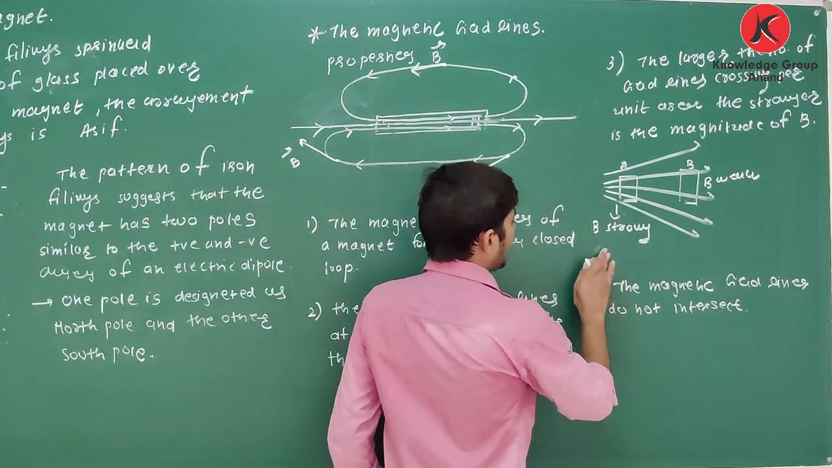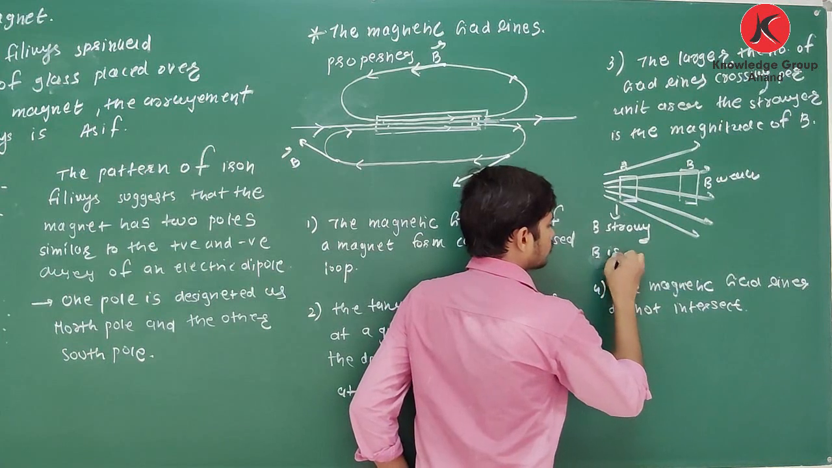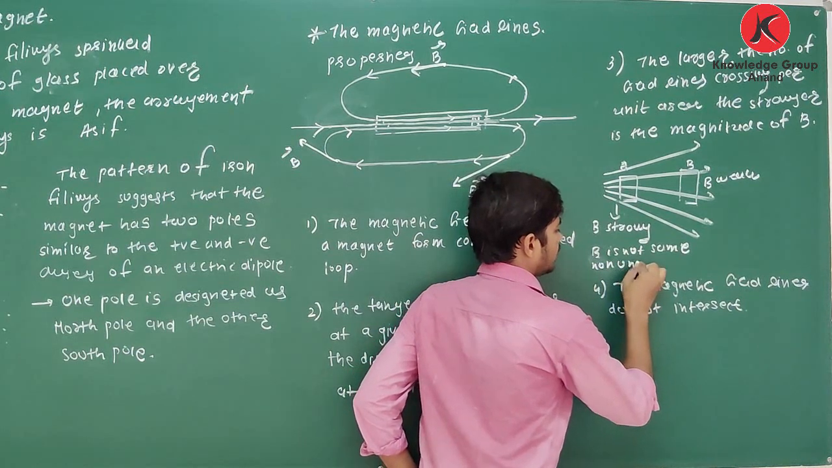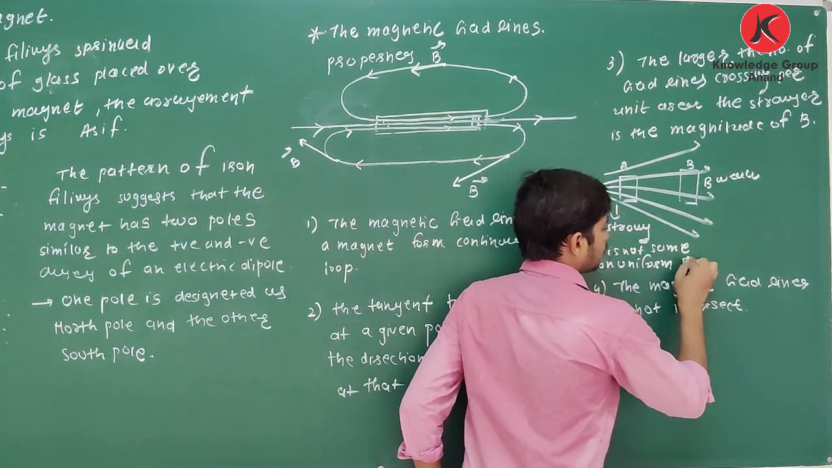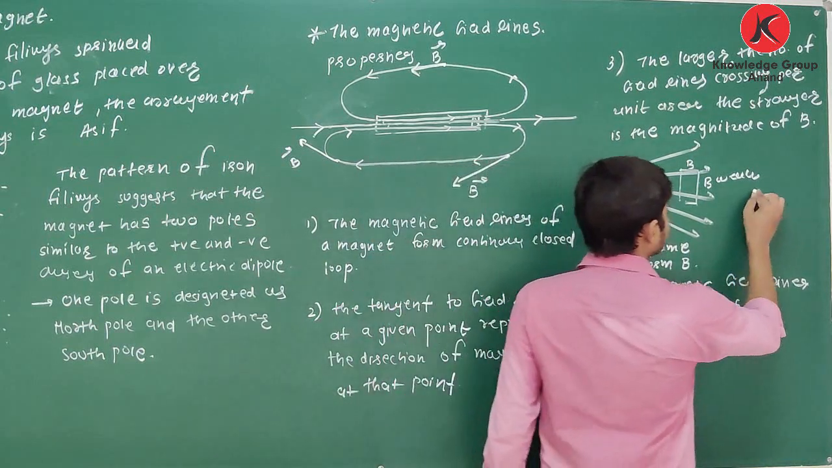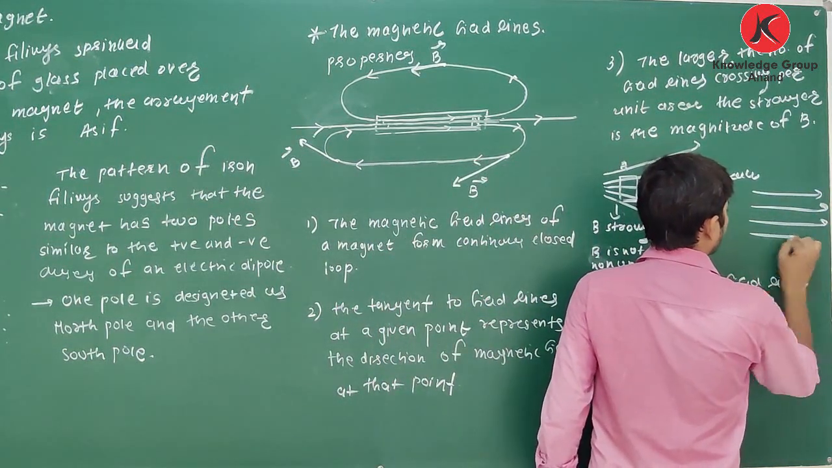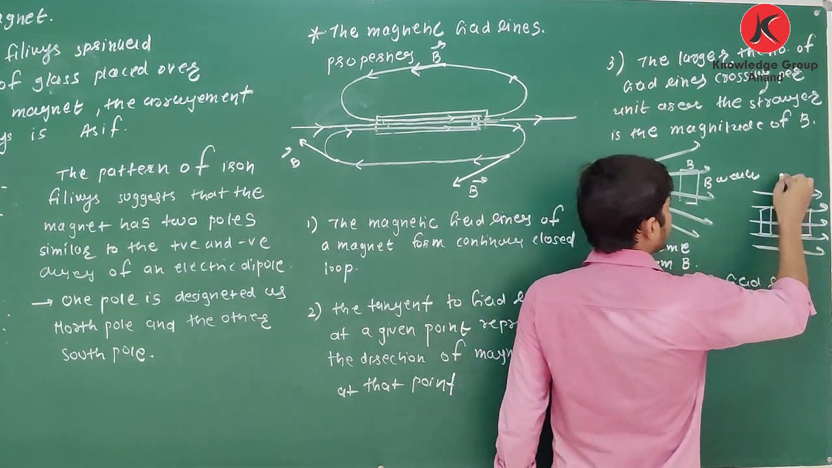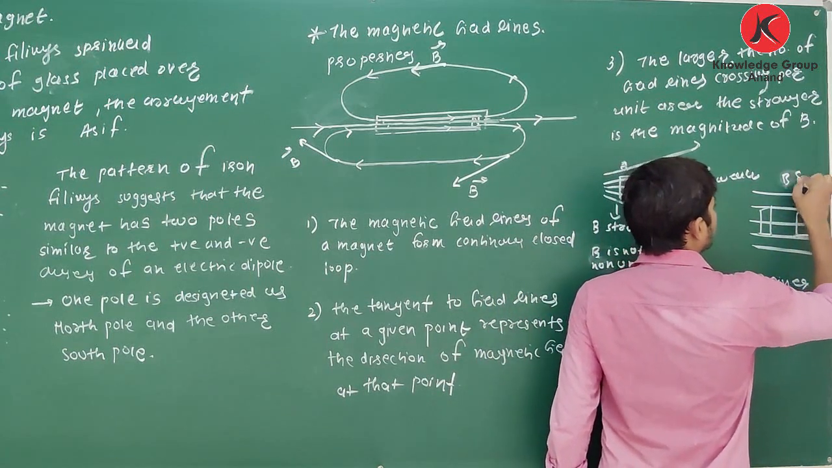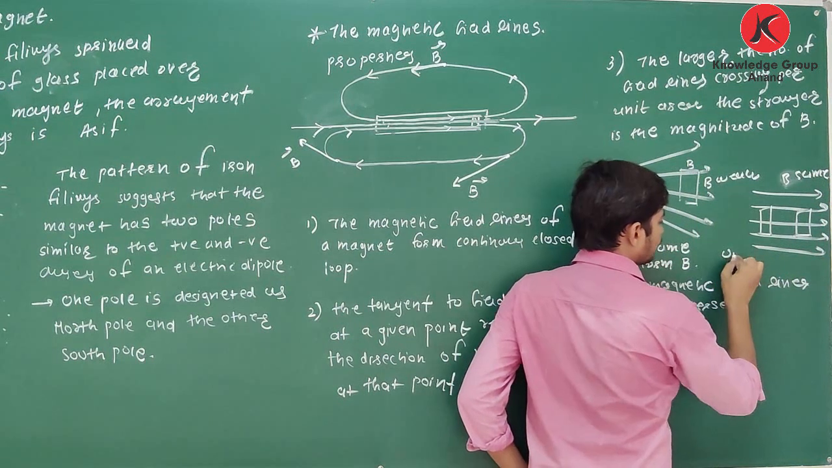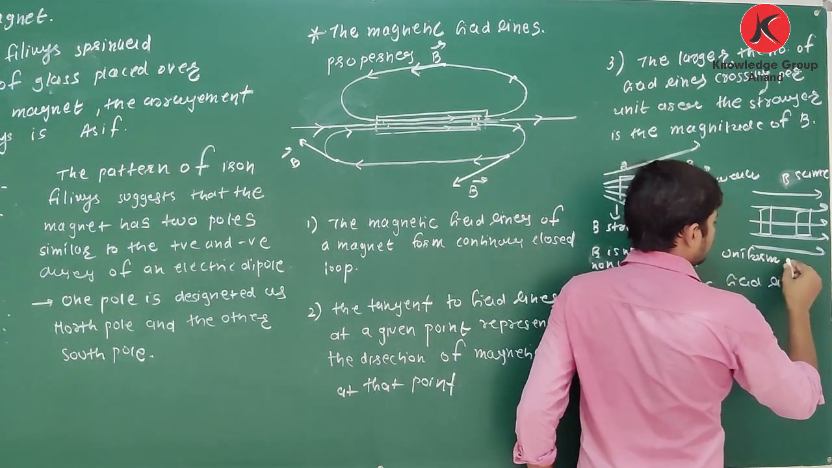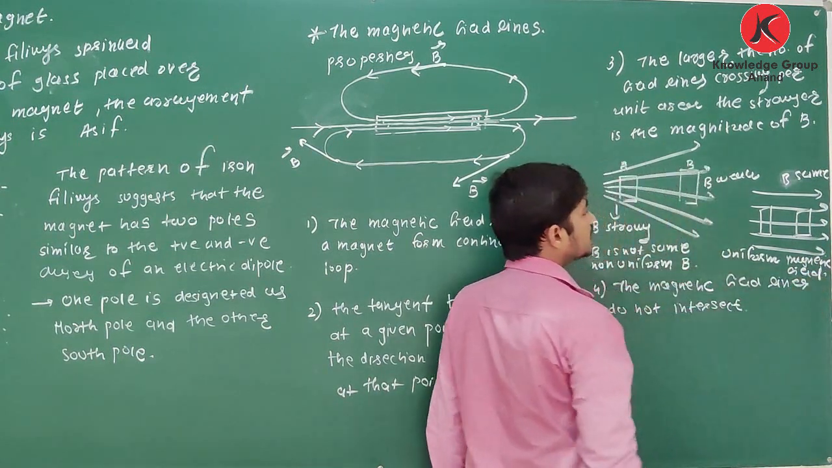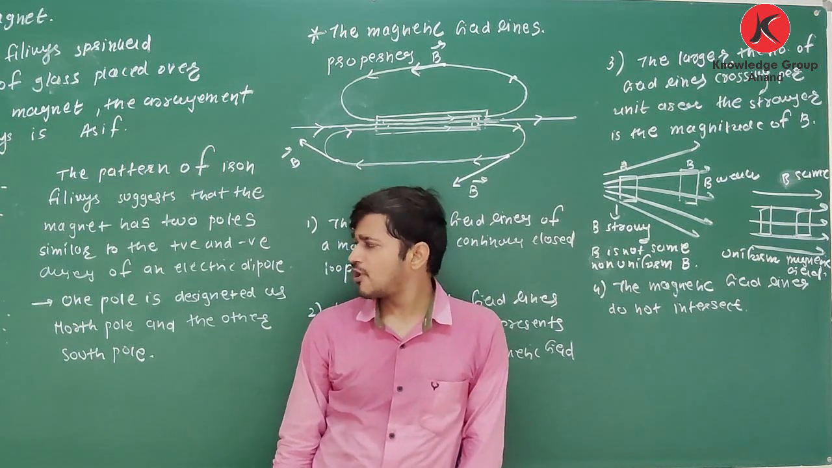As the magnetic field B here is not the same, it is called a non-uniform magnetic field. In contrast, if the field lines are like this, then in this region and in this region the magnetic field B is the same, so it is called a uniform magnetic field. Clear about this? So, non-uniform magnetic field and uniform magnetic field.